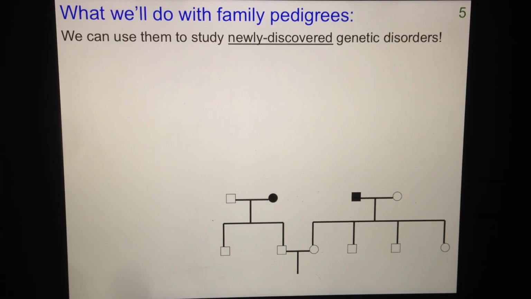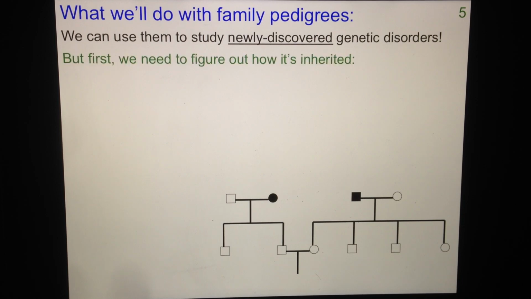One of the things we'll do is pretend that we have a bunch of new genetic disorders, and we'll use these pedigrees to study them to learn how they're inherited. So in order to use the pedigree to predict chances of passing it on to your kids, that kind of thing, we need to first know how it's inherited.